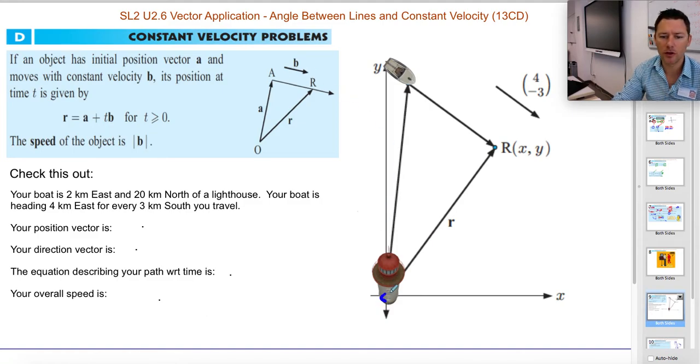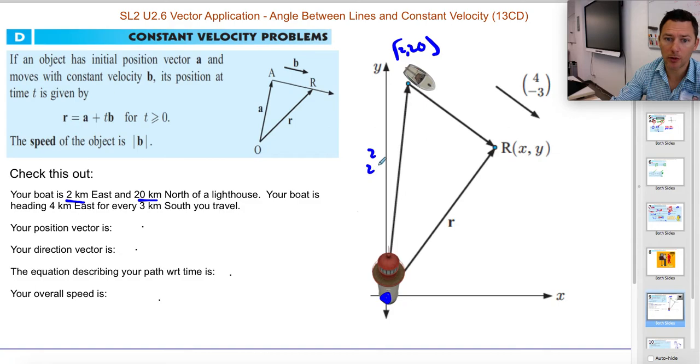All right, so here's a boat moving. It has an initial position from the lighthouse. It's a certain distance away to start with, and it's at that spot, and it's moving in a constant velocity, right? So here's its location. It's 2 kilometers east and 20 kilometers north, so this is 2, 20, right? So this position vector to get there is 2 over 20, right? Like that. All right, and the boat is heading 4 kilometers east for every 3 kilometers south as you travel. So it goes 1, 2, 3, 4 over and 1, 2, 3 south, right? So this is its direction vector. I might call it D.